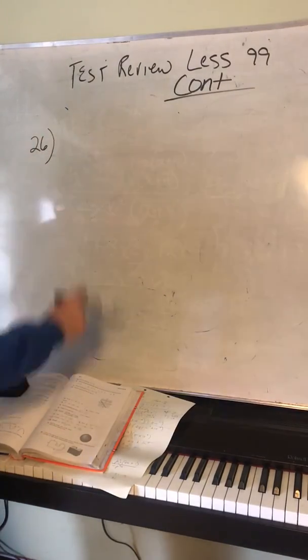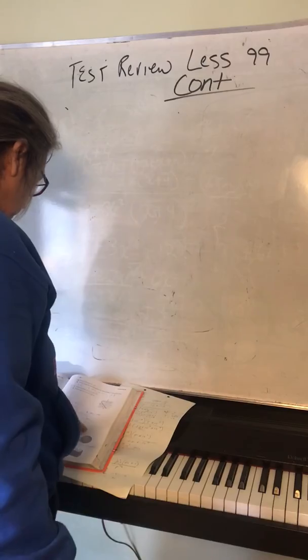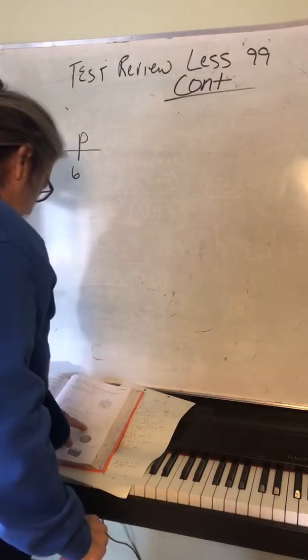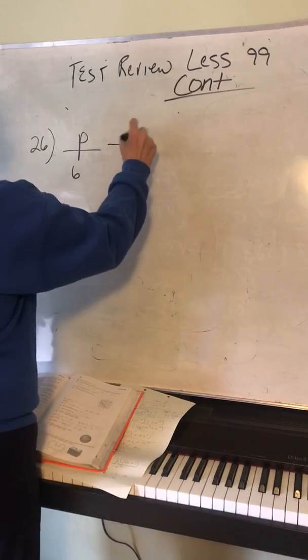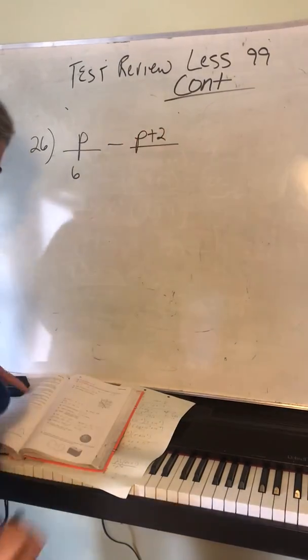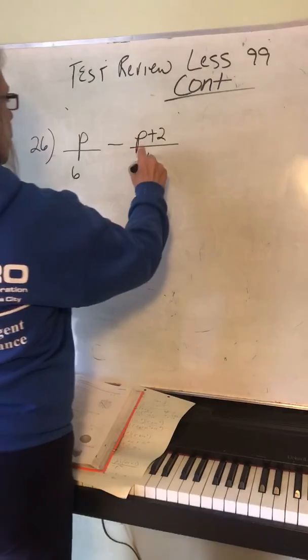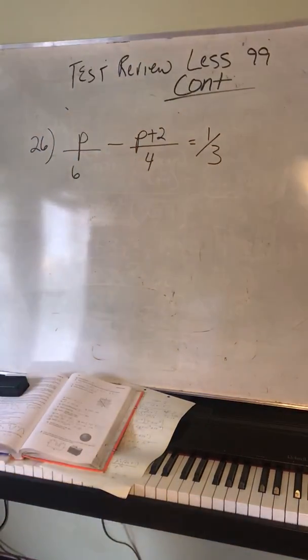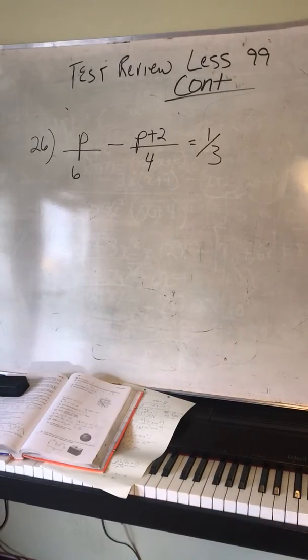Number 26 is p over 6 minus p plus 2 over 4 equals 1/3. Okay, now that is an equation.